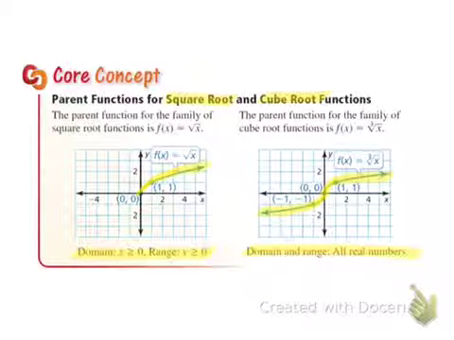Now, you don't have to remember exactly what those functions look like because you do have your calculator. You don't have to remember all of the points and everything. It would probably be helpful to know that the square root function is just a piece and the cube root function goes totally left to right. You do, however, need to remember the domain and range. So, again, just to go back over, the domain for the square root function is x is greater than or equal to 0, and the range is y is greater than or equal to 0. Domain and range both are all real numbers for the cube root function.